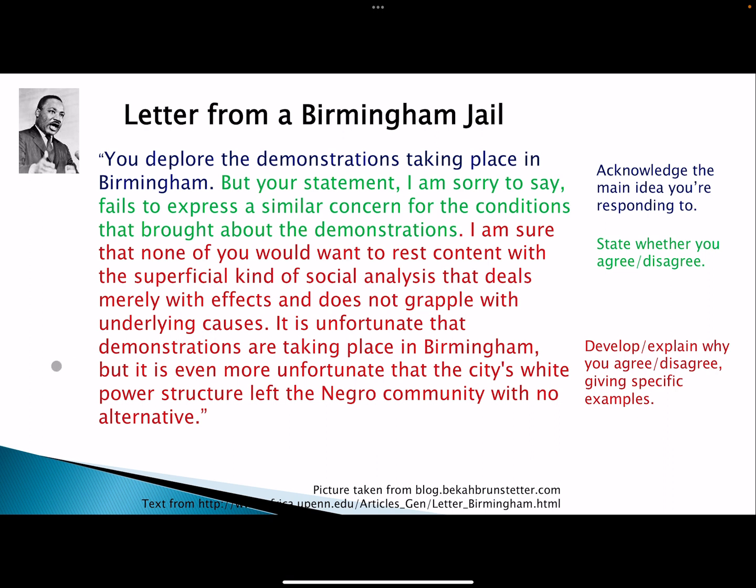And when he says that it is unfortunate that demonstrations are taking place in Birmingham, but it is even more unfortunate, this is a way of King identifying a concern of his audience, acknowledging it, saying, I hear you, but then turning it around and saying, but my claim is still more important.